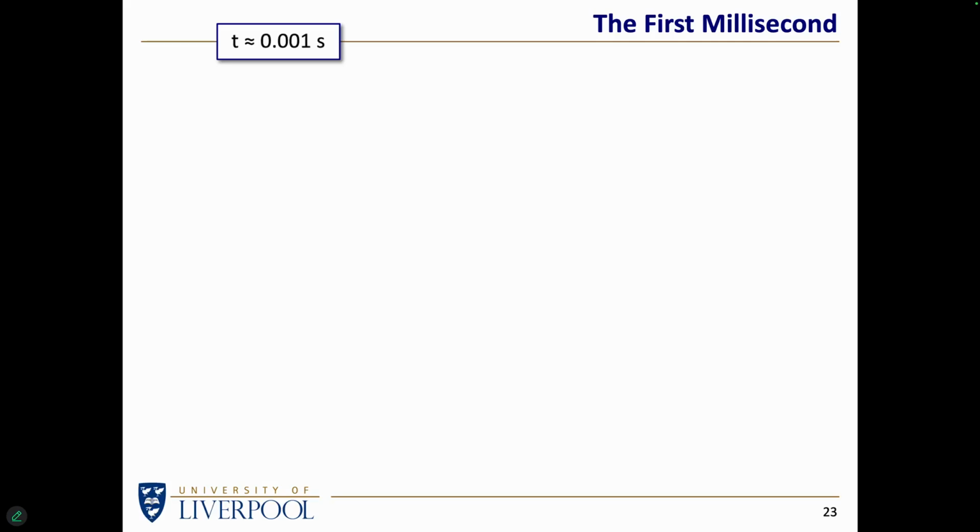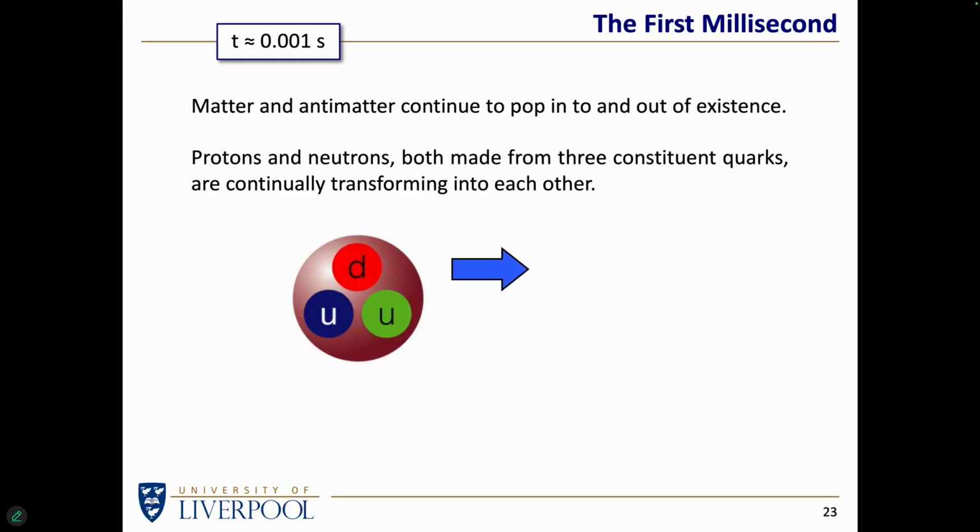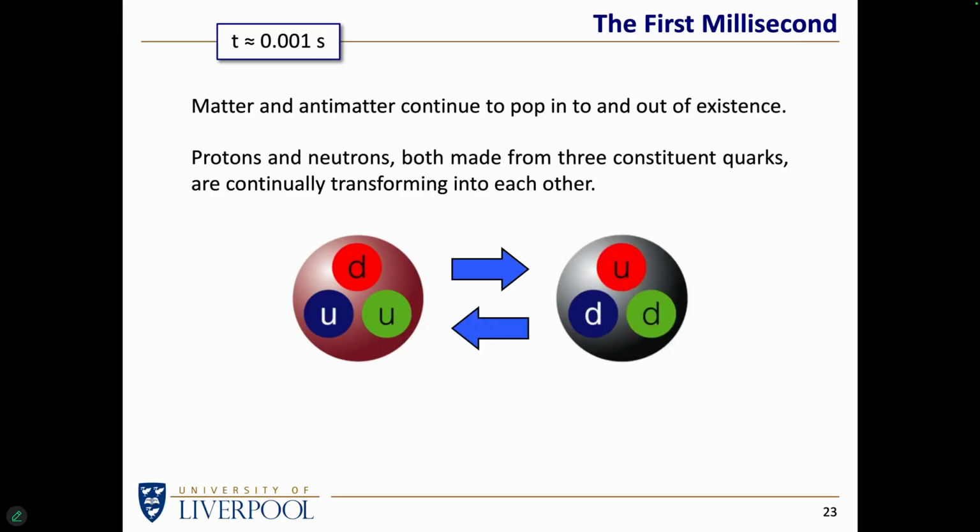We're now moving forward to 1 millisecond after the Big Bang. Matter and antimatter are continuing to pop into and out of existence. Now eventually we can make protons and neutrons out of constituent quarks. In other words, quarks are being made all the time, and whenever we have 3 quarks together, a particular combination of quarks, as indicated on the left-hand side, that's what we call a proton. And that can change because quarks, remember, can change into energy and energy can change into quarks.